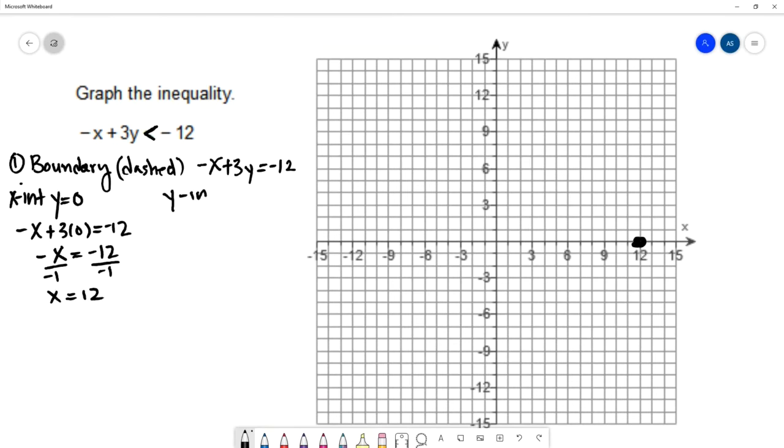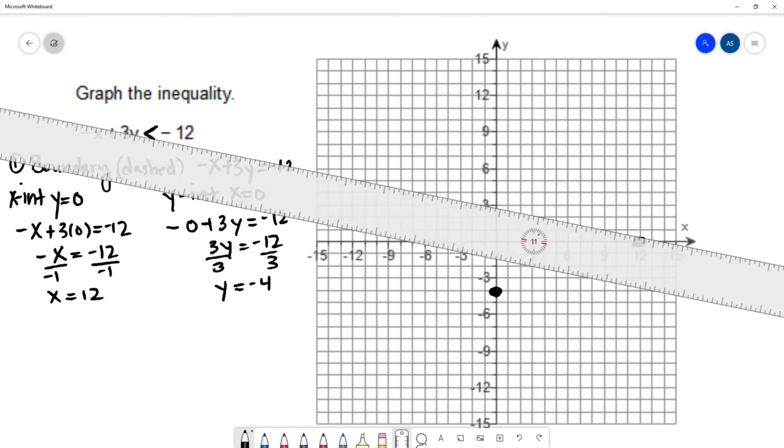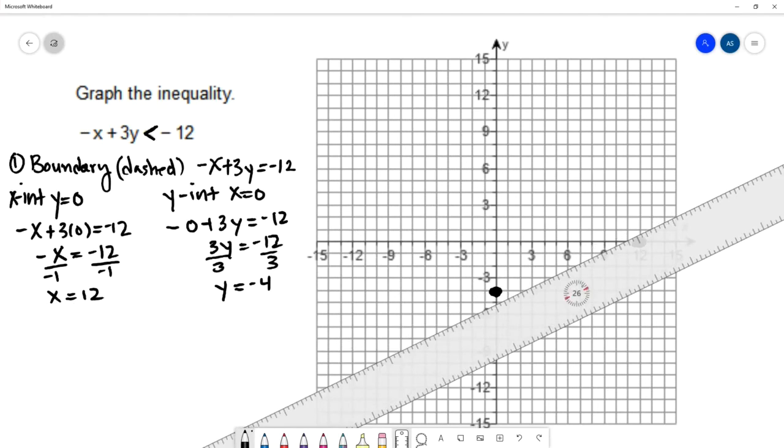Then we'll find the y-intercept by letting x equal 0. That gives the equation -0 plus 3y equals -12. That's 3y equals -12. Divide by 3, and y is equal to -4. So we have a y-intercept of -4. I'll plot that y-intercept, -4, and we want to connect those 2 points with a dashed line because our boundary is not included.